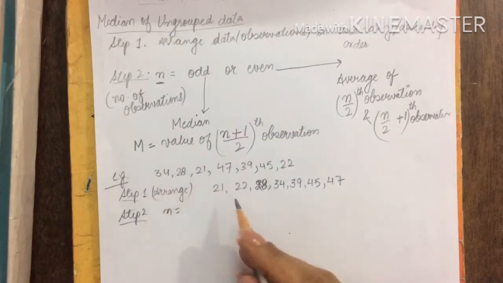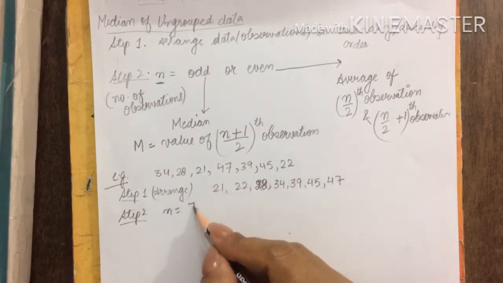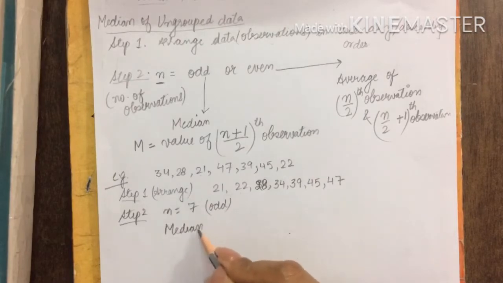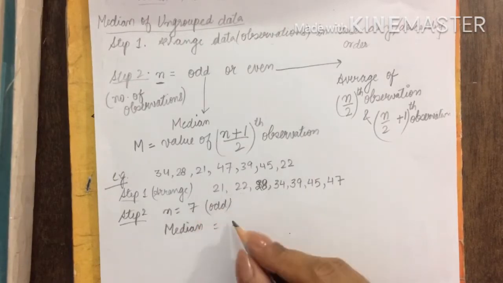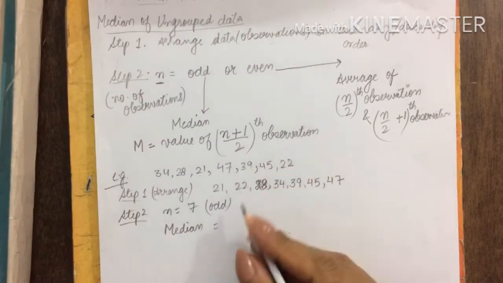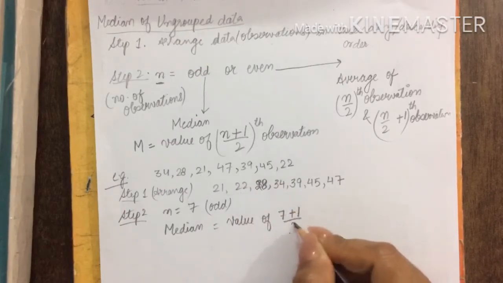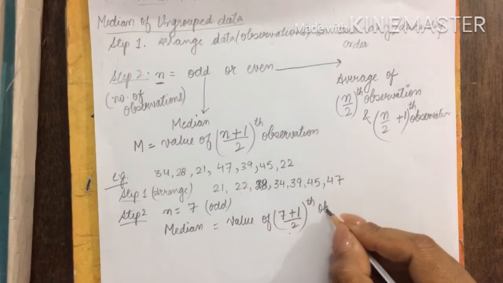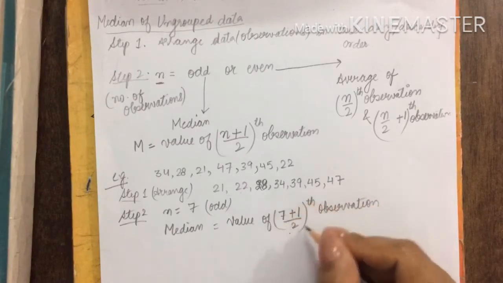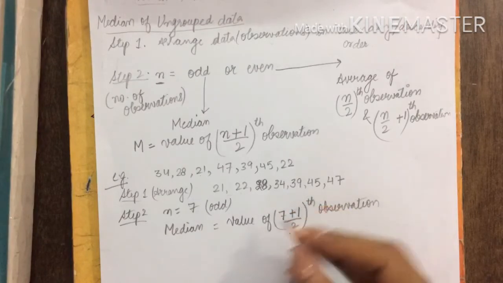Now step 2, I would look at the number of observations and then apply the respective formula. Counting the number of observations, I've got 7 observations. So n is 7, which is odd. So my median will be the observation at the place (n plus 1) by 2, so the value of (7 plus 1) by 2th observation. I need to find out which place this is, and I will pick the value at this place. That observation will be my median.